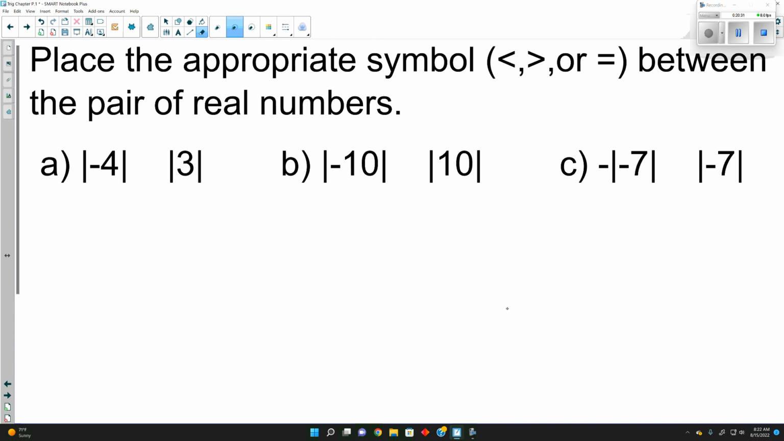We can go through this here real quick because 4 is going to be greater than 3, because the absolute value of negative 4 is going to make it positive, and that's still greater than 3. Here, these are going to be the same, negative 10. Absolute value of negative 10 is going to be the same as the absolute value of 10. And the last one, negative absolute value of negative 7, is just going to be negative 7, which is less than the absolute value of negative 7.